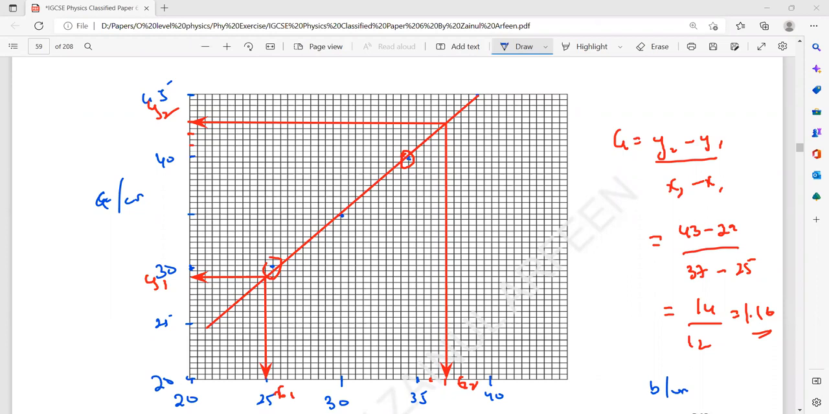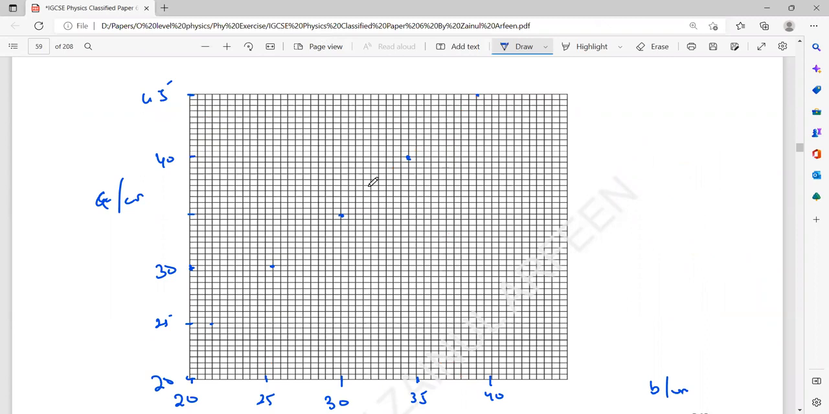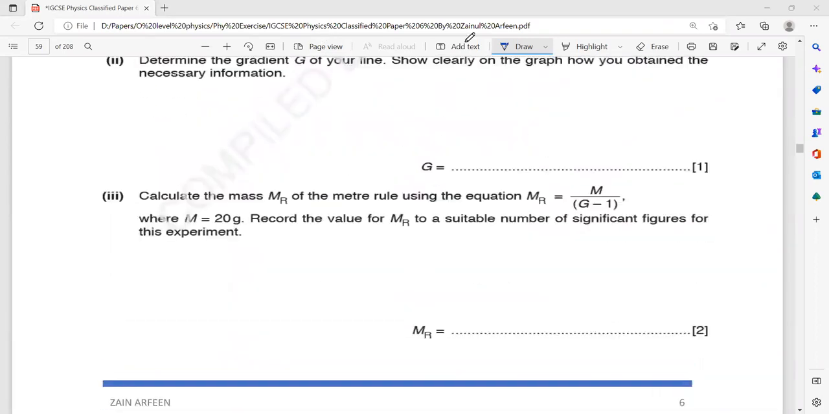Is this part clear? Yes, sir, clear. Okay. Then the next part, after working out the gradient: as I mentioned for paper 6, you don't have to memorize any formula. So 1.16, then calculate the mass of the meter rule using this equation: Mr equals m divided by g minus 1. And what is m? M is 20. So this will be 20 divided by g minus 1, so 1.16 minus 1. So this will be 20 divided by 0.16.